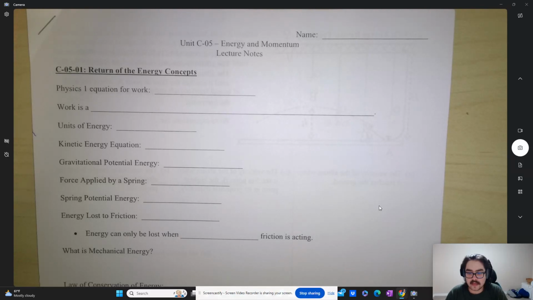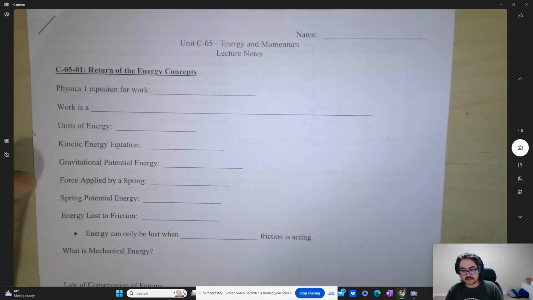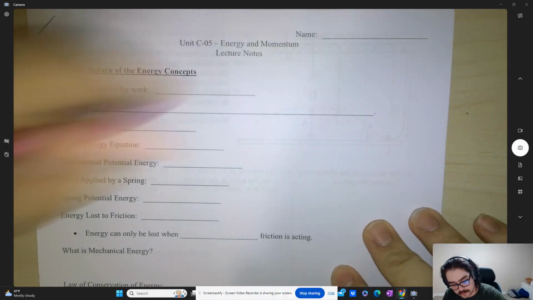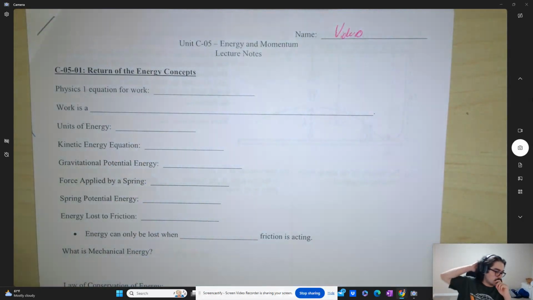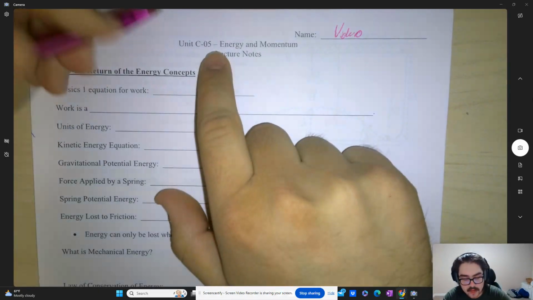All right. This is actually energy. This is energy and momentum. But you want to know something funny? I discovered when I started this unit in class that the initials are actually E and M.